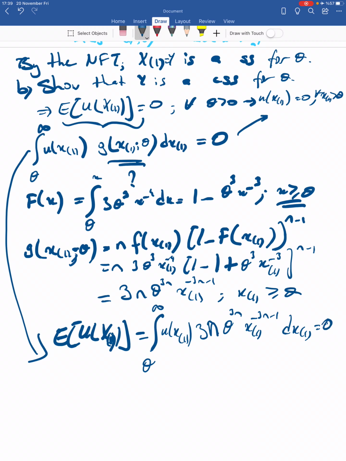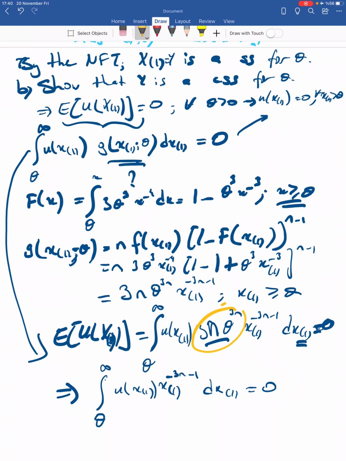So at this point, this is 0 for all possible values of theta. So get rid of all constants and the theta part, so that we are integrating with respect to x1 and this is an equality to 0. So just get rid of this part. Okay? So we divide everything by 3n theta to the 3n. So what we have here is the integral from theta to infinity of u(x1) times x1 to the minus 3n minus 1 dx1.